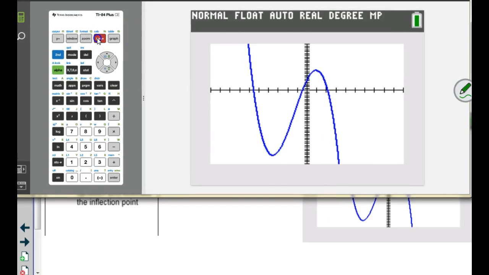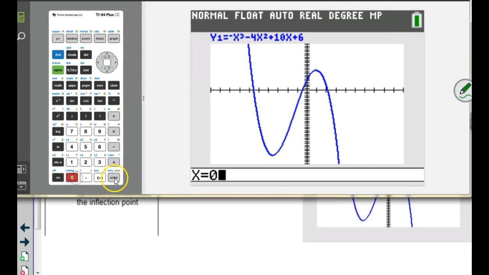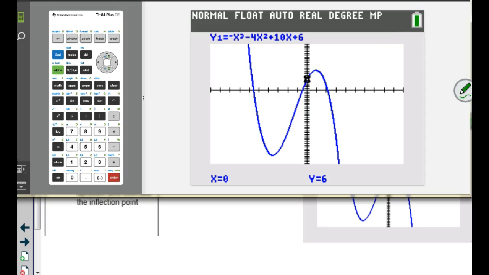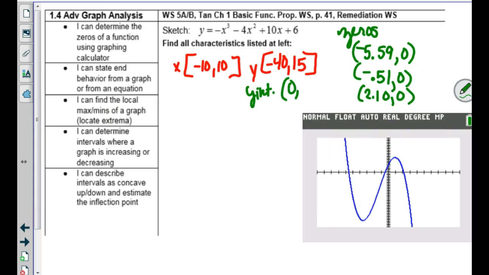X is 0, so go trace 0, enter. I got 0, 6. That's the y-intercept. Okay. So we did zeros and y-intercept. X equals 0. Yes. So you can put a 0 in here, or you can do trace 0, enter. All right.